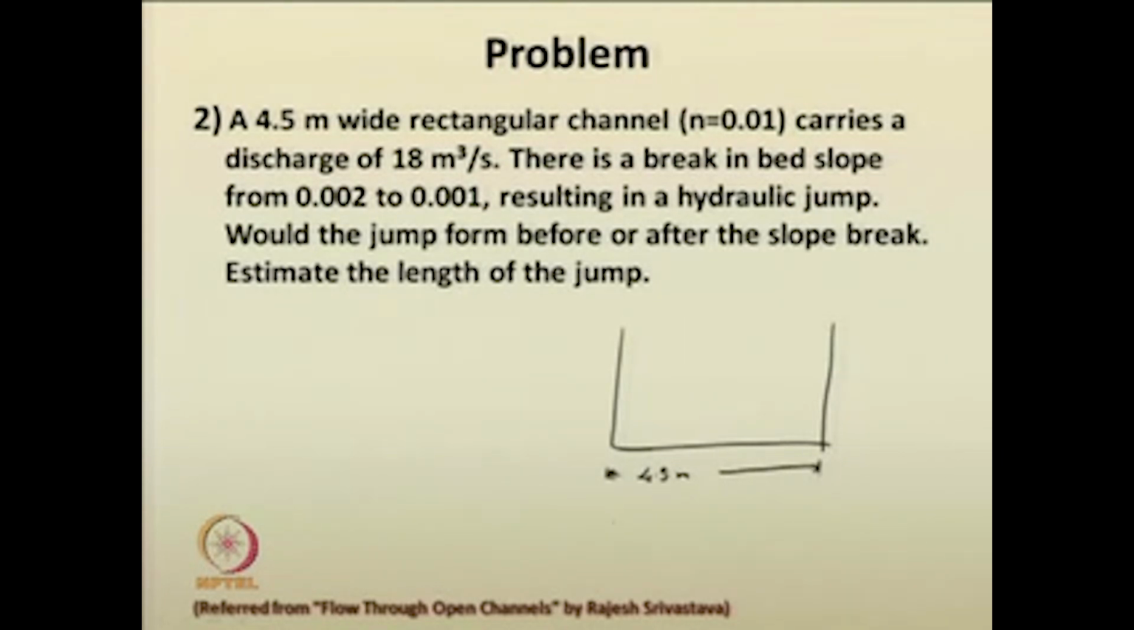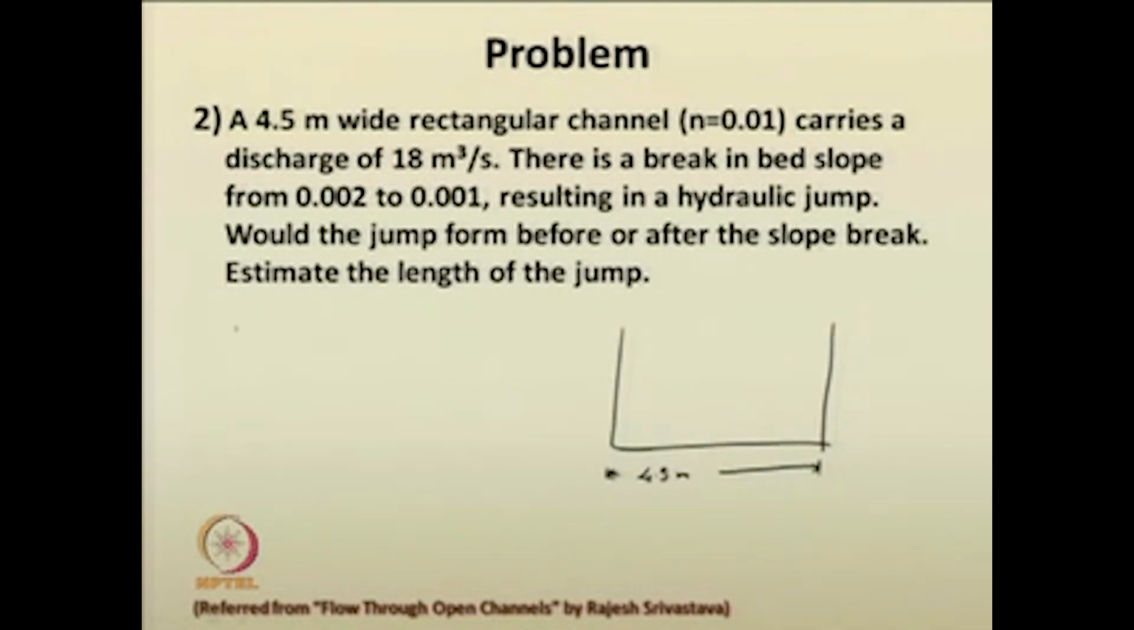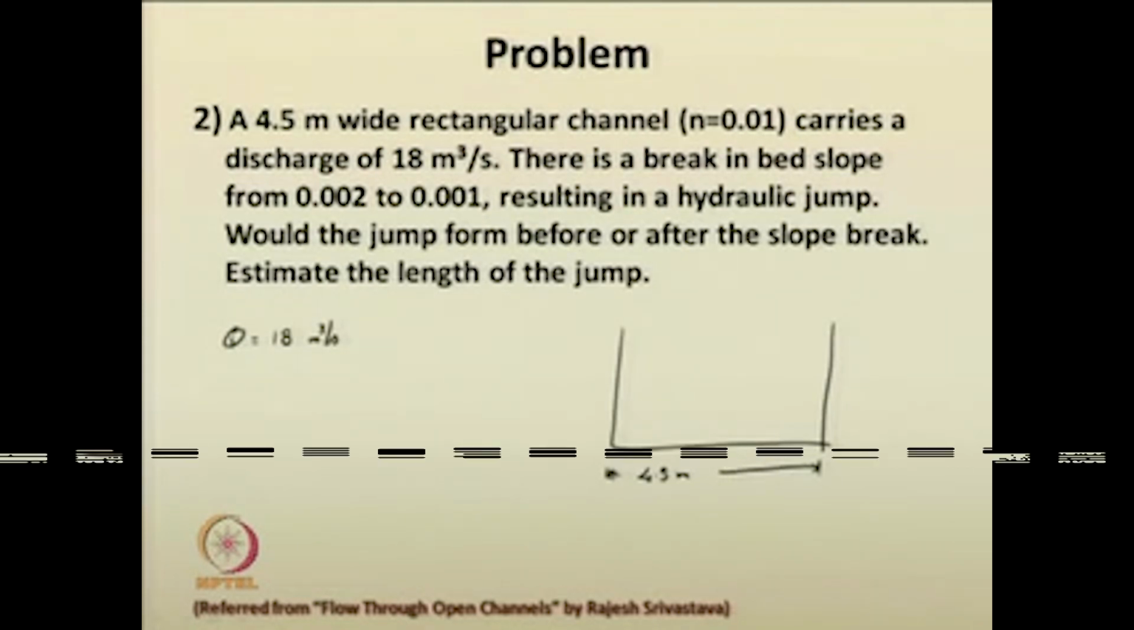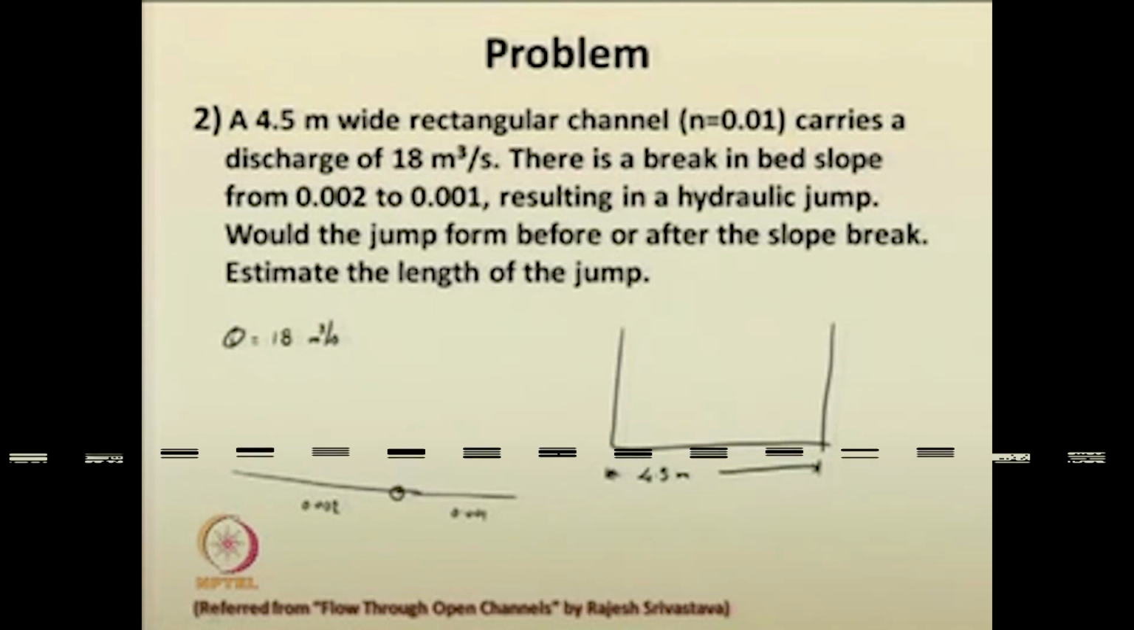Its roughness coefficient is given as n equal to 0.01. It carries a discharge of Q equal to 18 meter cube per second. There is a break in bed slope from 0.002 to 0.001. If the longitudinal profile is taken like this, there is a break in slope. So, this is 0.002, 0.001 bed slope. Due to this break in slope, a hydraulic jump is resulted.